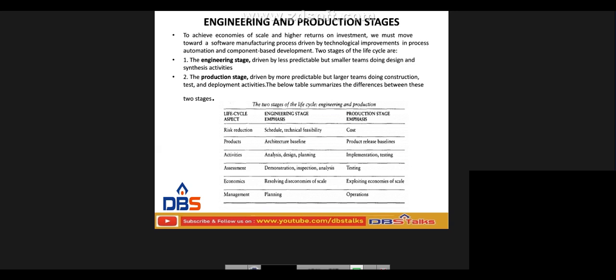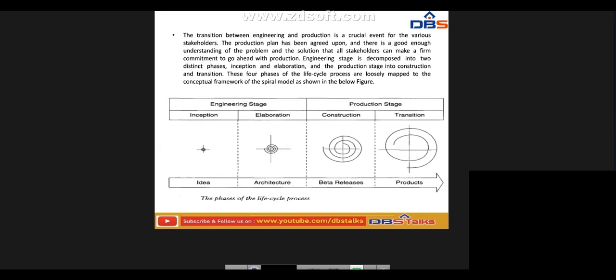These are the two stages of the life cycle. The transition between engineering and production is a crucial event for the various stakeholders. Based upon the customer, these are the different stages from the particular transition. The production plan has been agreed upon, and there is a good enough understanding of the problem and the solution that all stakeholders can make a firm commitment to go ahead with production.